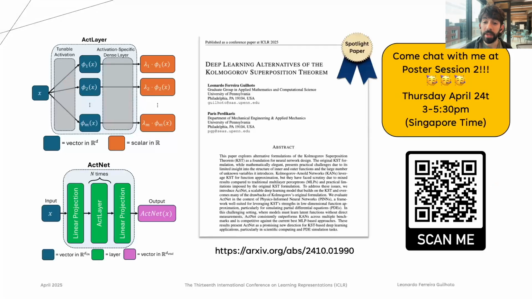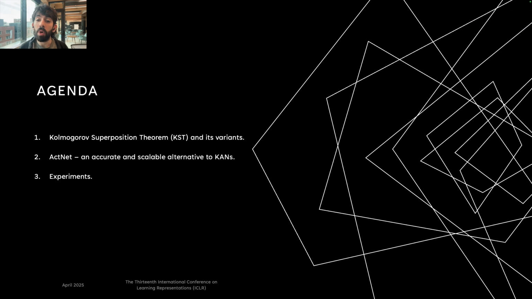Hello, I'm Leonardo, and today I will be talking about the paper Deep Learning Alternatives of the Kolmogorov Superposition Theorem, which was accepted to ICLR 2025 as a spotlight paper. In this video, I will go over the Kolmogorov Superposition Theorem and some of its important variants. Then, I will introduce ActNet, an accurate and scalable alternative to Kolmogorov-Arnold networks. I will then conclude by going over some experiments where we observe ActNet consistently outperforming alternative methods.